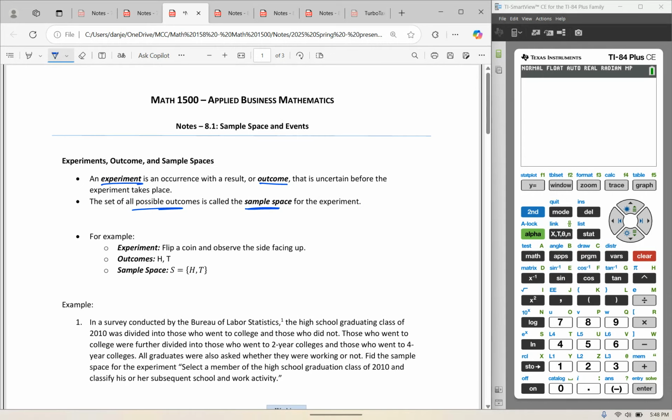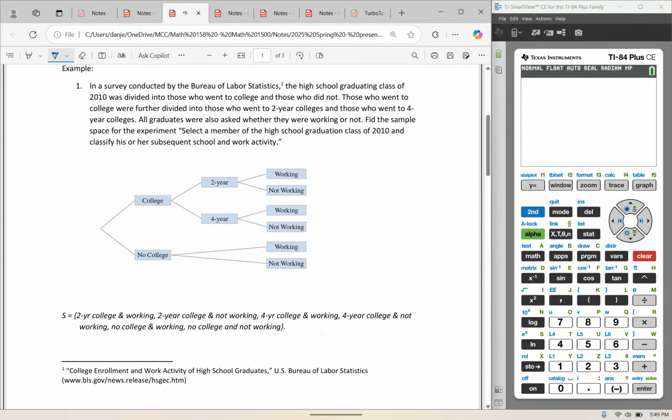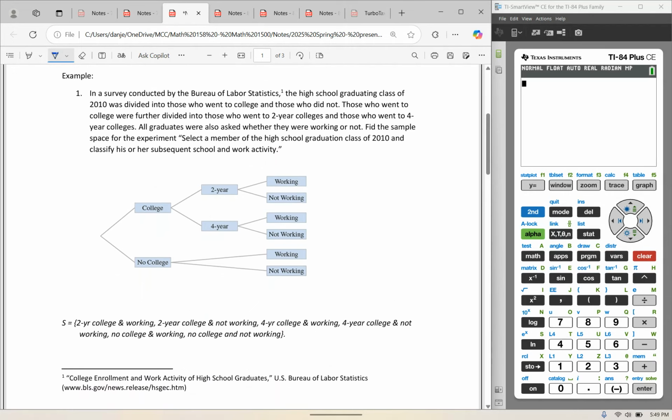So here's just an example. I did an experiment. I flip a coin and I observe the side that faces up. If I flip a coin, the outcomes are either heads or tails. H is for heads, T is for tails, obviously. So my sample space, S, we use S for the sample space, is the set of outcomes, heads or tails. It's that simple. So here's an example that actually comes from our textbook, so all credit to them.